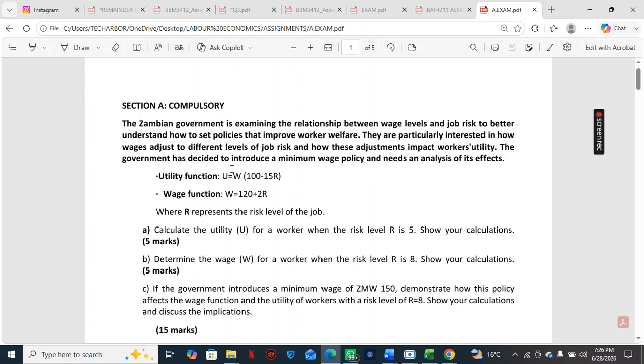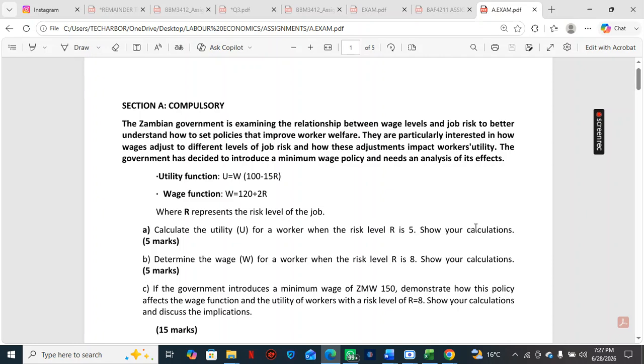Okay, so we've got this utility function. Utility just measures satisfaction. So in this case, we're going to be talking about job satisfaction. All right. Then we've got the wage function. This gives us the wage, where R represents the risk level of the job. Okay, so part A, calculate the utility for a worker when the risk level R is 5.